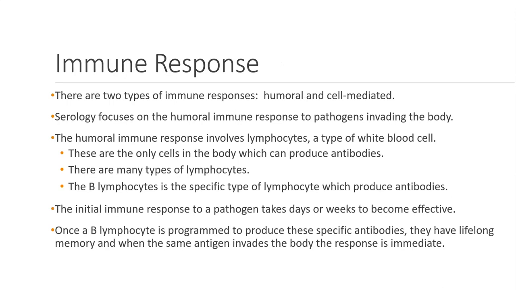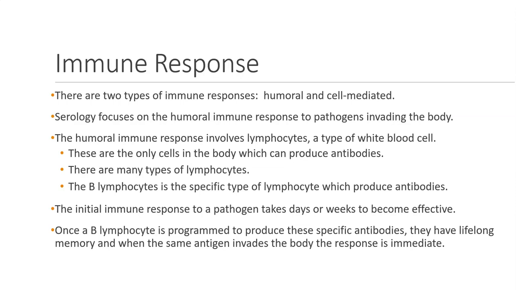Digging a little bit deeper into the immune response, there are two types of immune responses in your body, the humoral immune response and cell-mediated immune response. Serology focuses on the humoral immune response, which is the antibody production to pathogens that are invading your body. The humoral immune response involves lymphocytes, a type of white blood cell. These are the only cells in the human body which can produce antibodies.